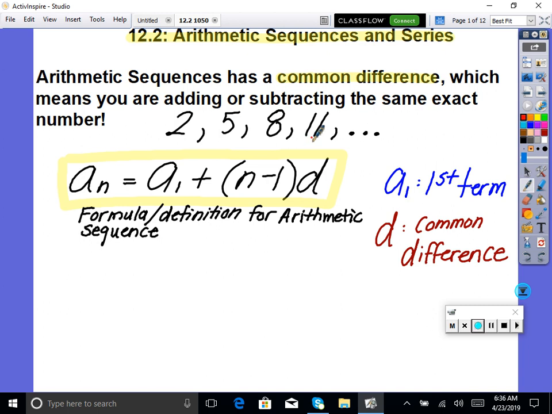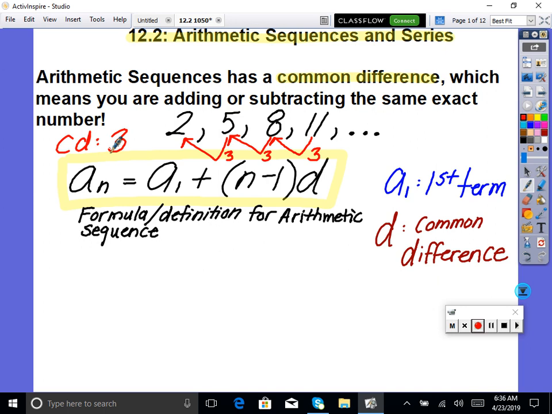We'll go 11 minus 8, which is 3. 8 minus 5, which is 3. 5 minus 2, which is 3. So that means you're adding 3 each time. That's, once again, the common difference. So our common difference is 3. So this would be considered arithmetic.